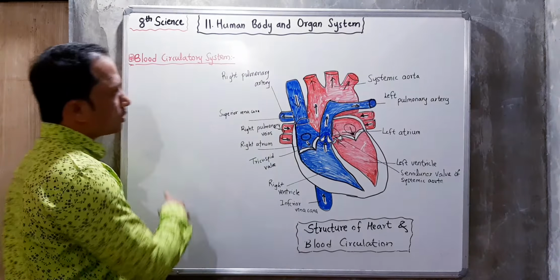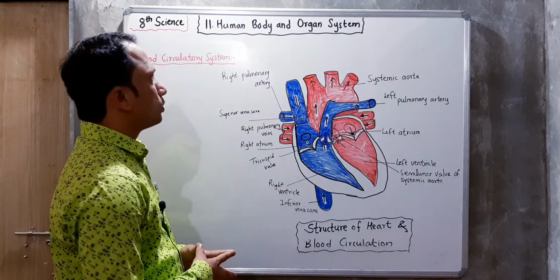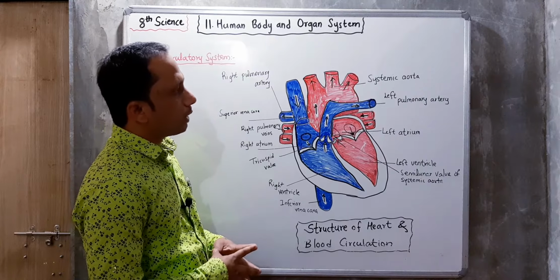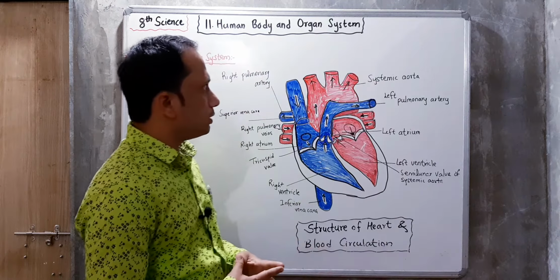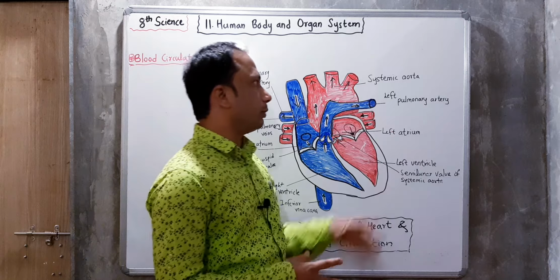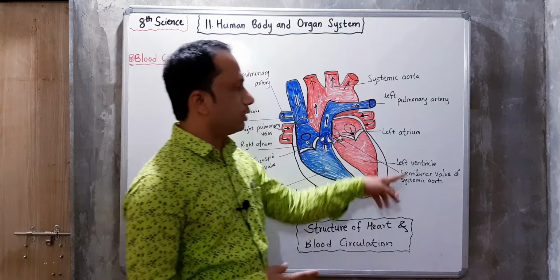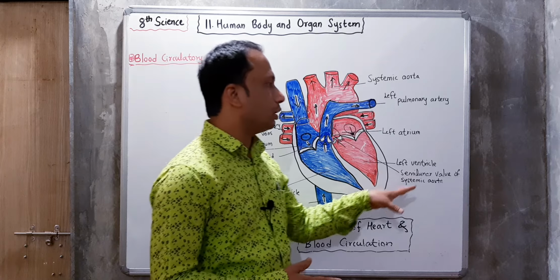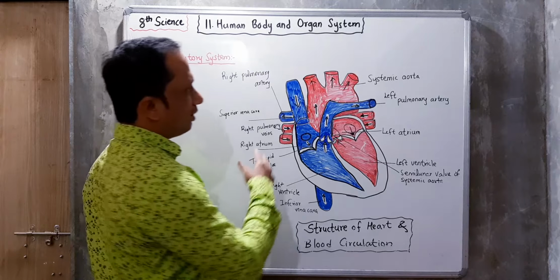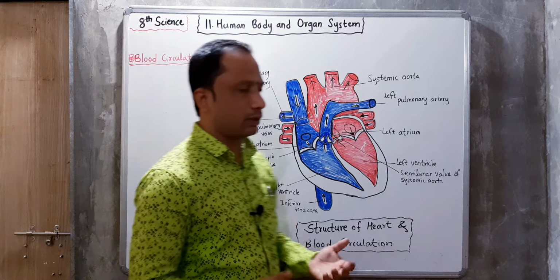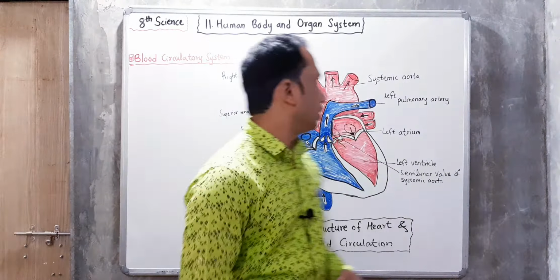And now this is the structure of the heart and the blood circulation. See, there are a total of four parts of the heart. You can see the systemic aorta in the upper part, the left pulmonary artery, the left atrium, the left ventricle, and the semilunar valve of the systemic aorta. So this is the left side. If I stand like this, this is the left side of the heart and this is the right side.